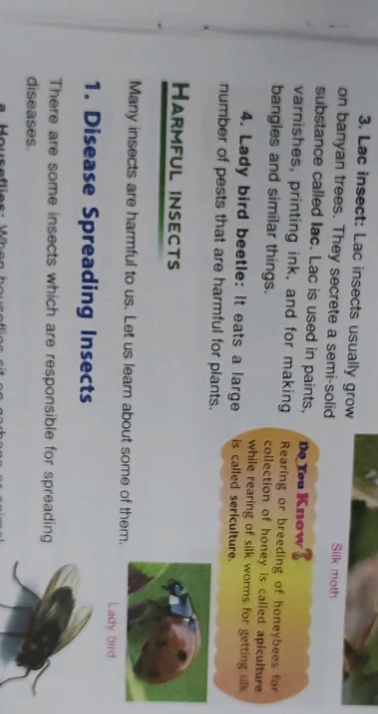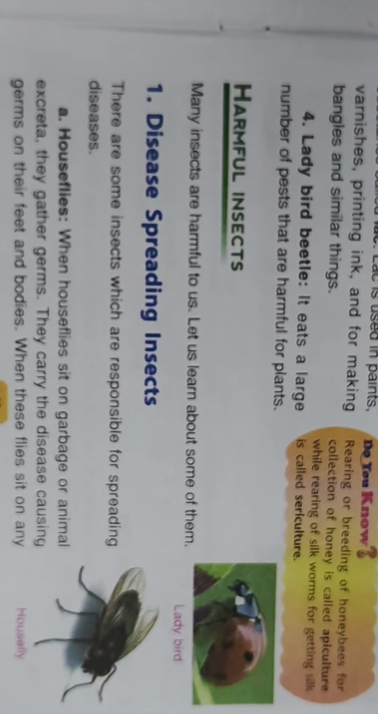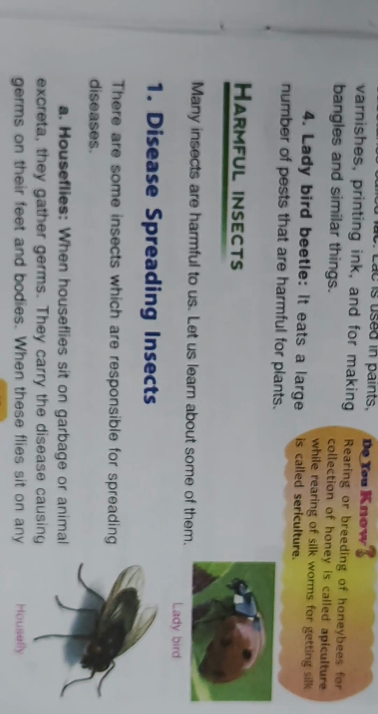Harmful insects. Many insects are harmful to us. Let us learn about some of them. Disease spreading insects. There are some insects which are responsible for spreading disease. Houseflies. When houseflies sit on garbage or animal excreta, they gather germs. They carry the disease causing germs on their feet and bodies.